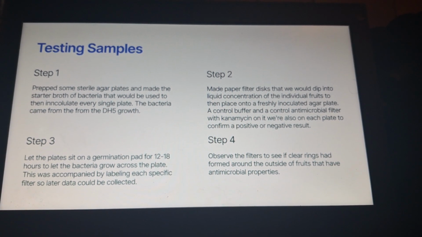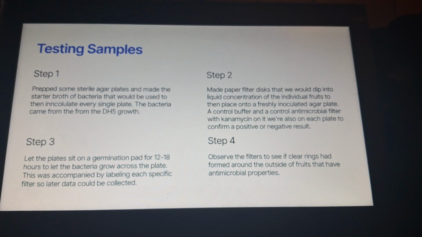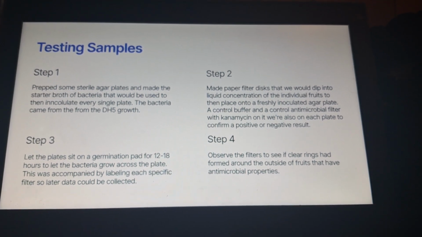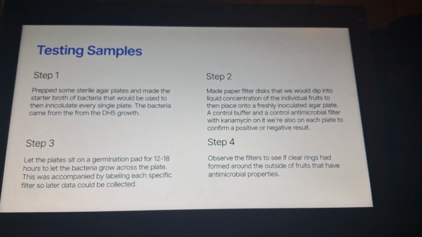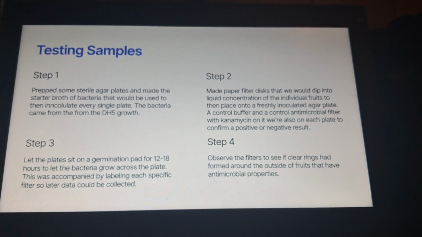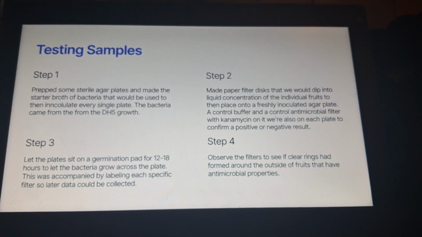After we got every single one of them set up, three samples to a plate, we had to ensure that they were all marked properly and had a nice, even temperature and a warm climate on the germination pad to sit, wait, and grow out and see what would grow. And then we observed the filters.